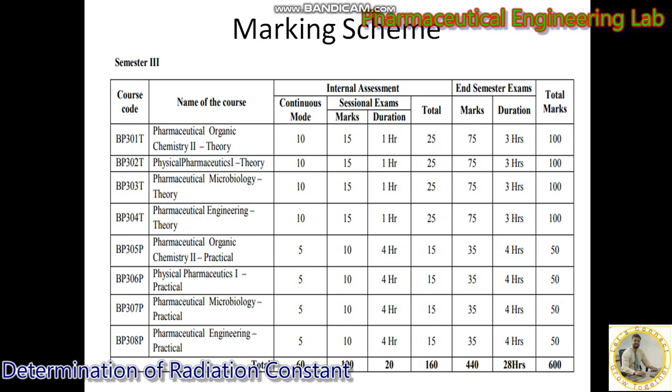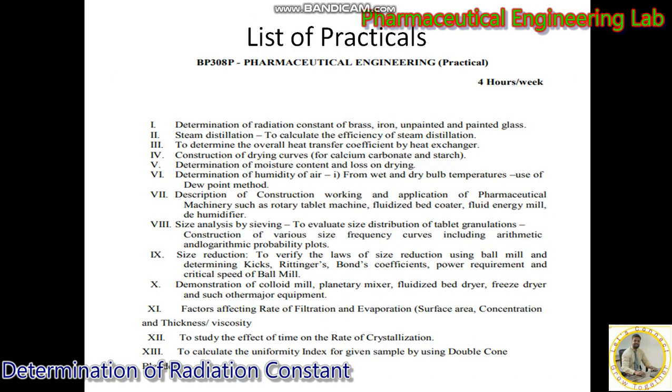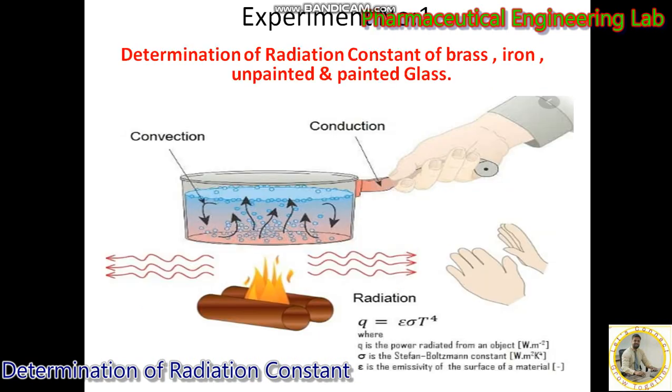First we will see the marking scheme. As you can see, as per the university there are a total of 15 marks for internal assessment and 35 marks for end semester. In this way, your pharmaceutical engineering practical lab consists of 50 marks. There is a list of suggested experiments by the University of Mumbai. There are a total of 13 experiments, and today we are going to start with the first experiment.